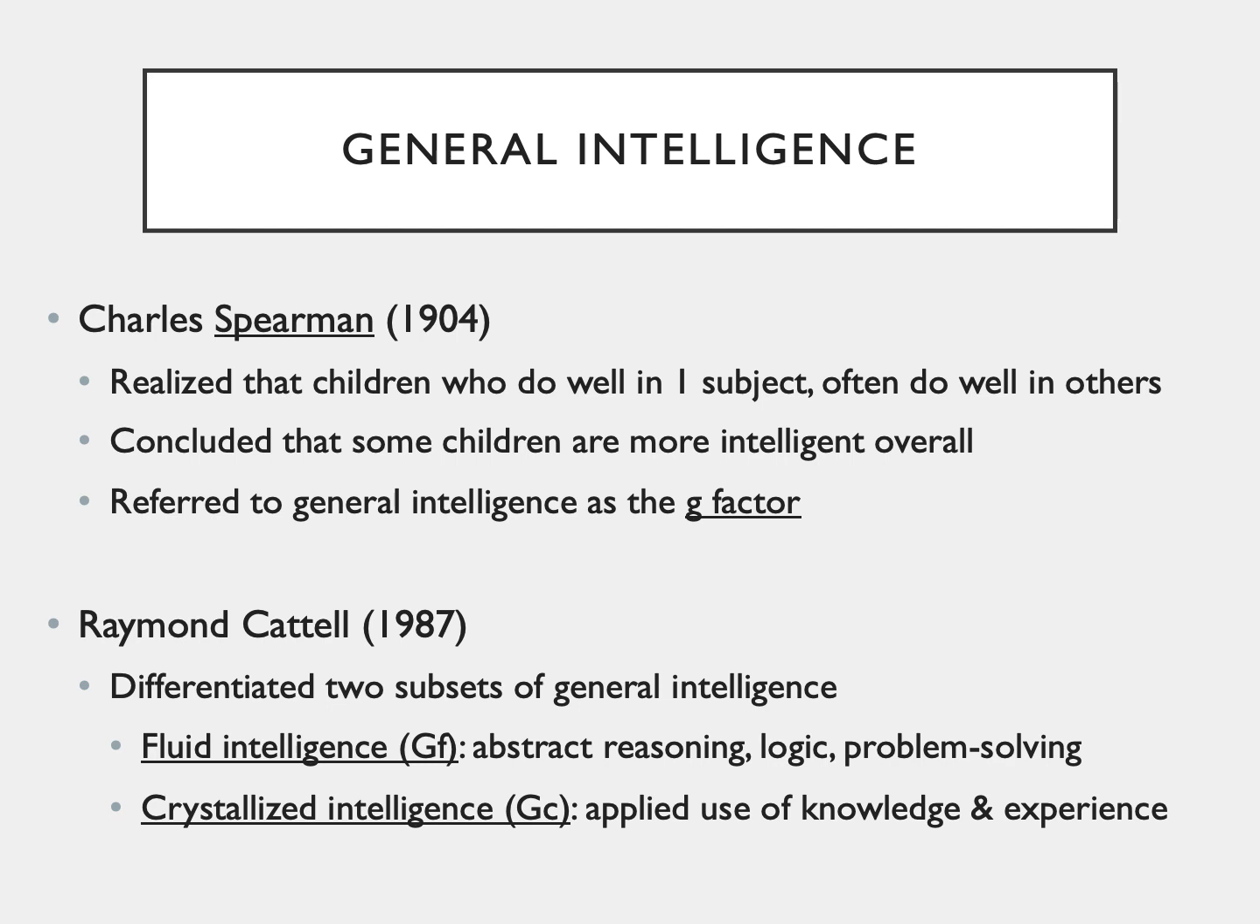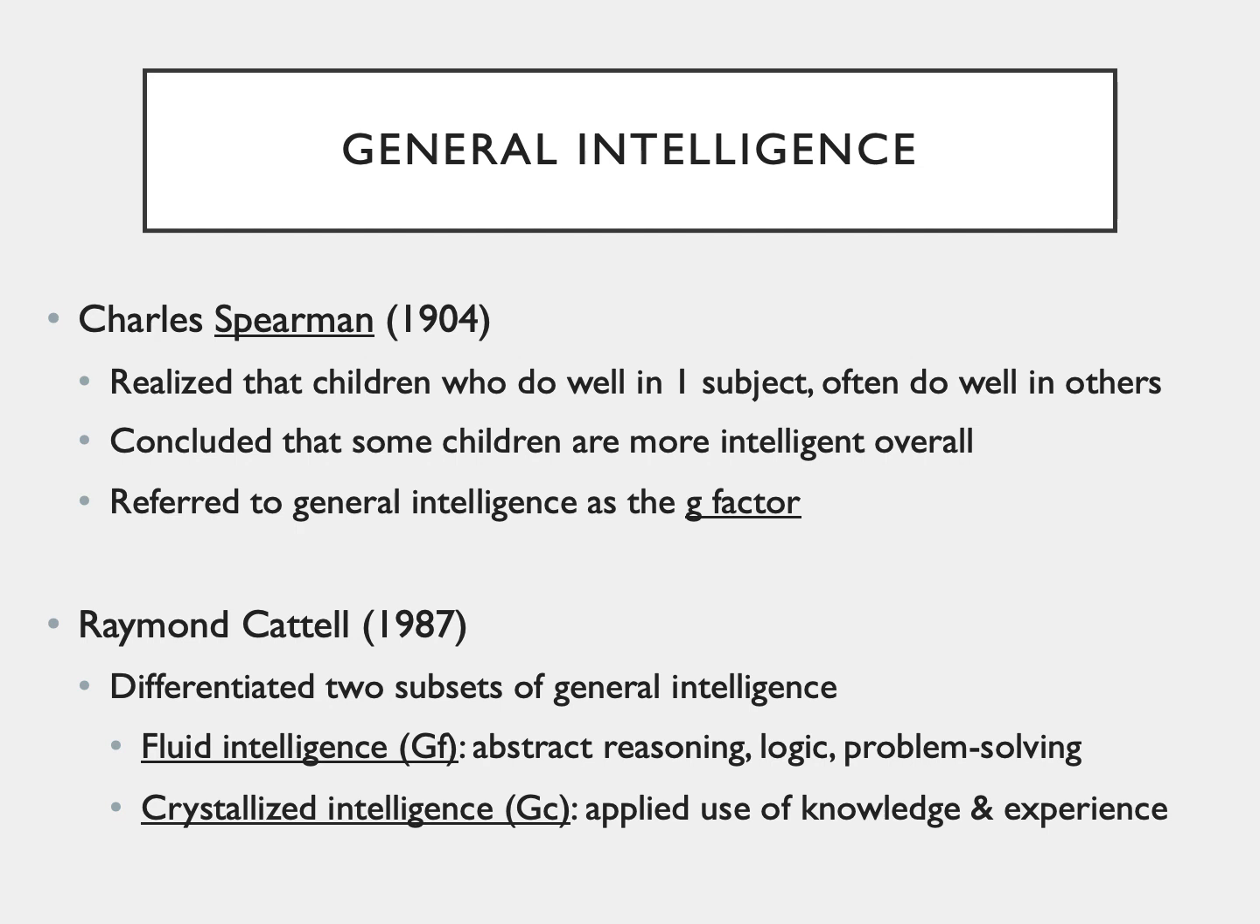We'll start our discussion of intelligence theories with the theory of general intelligence, which was introduced by Charles Spearman in 1904. Spearman realized that some students do well across subjects more than others, and he referred to this as the G factor. G stands for general, so his idea was that some people are generally more intelligent than others.